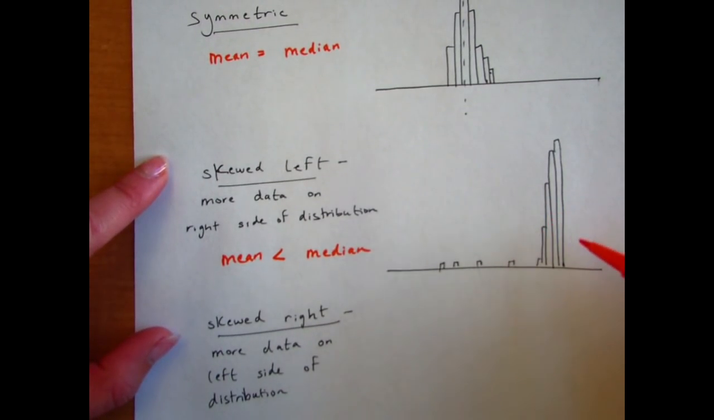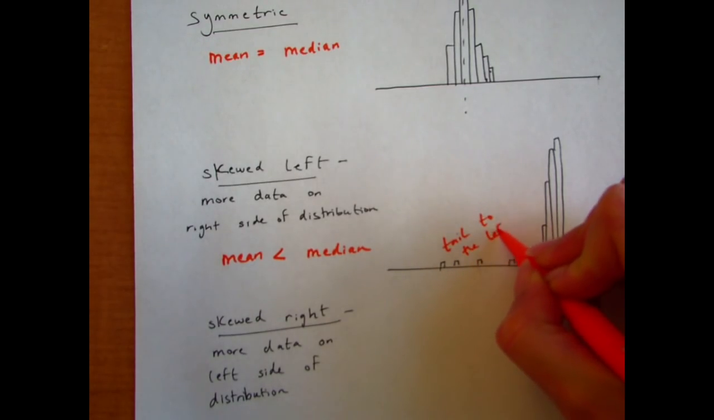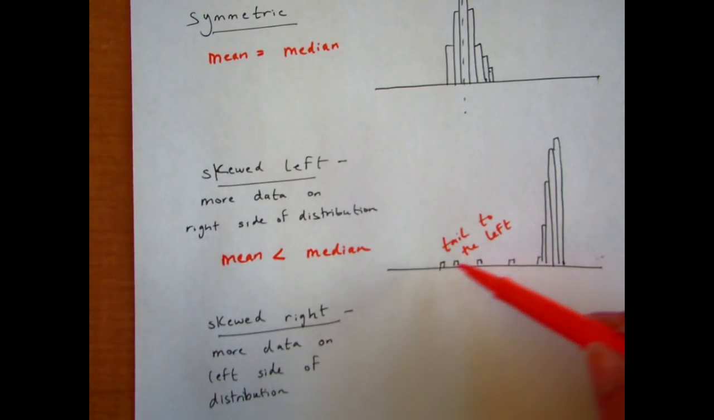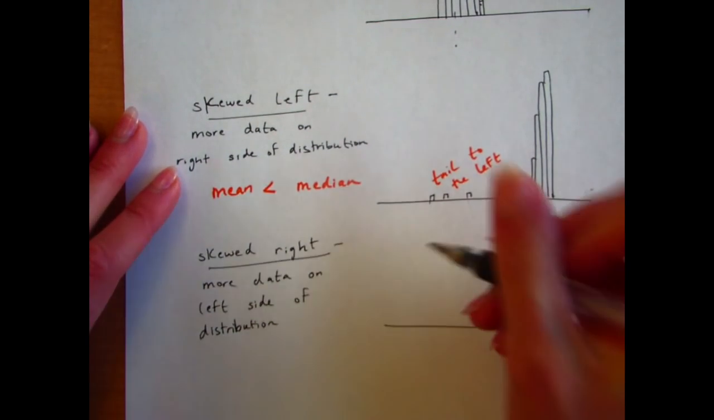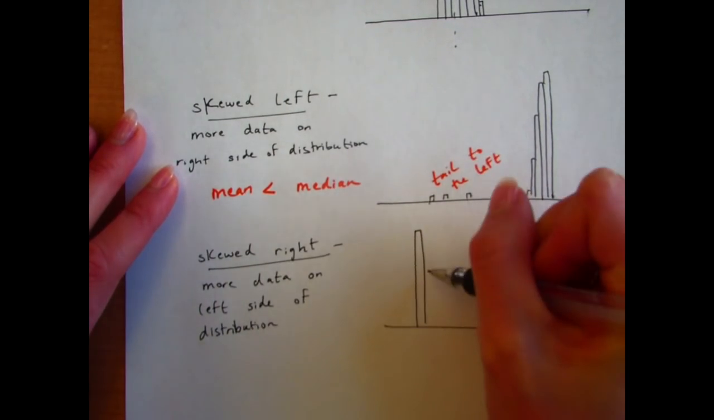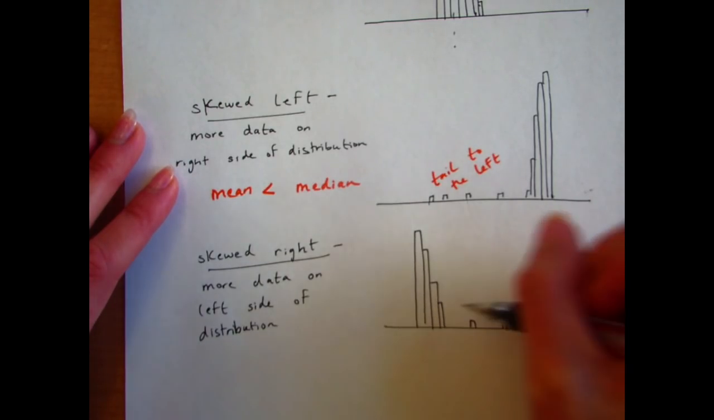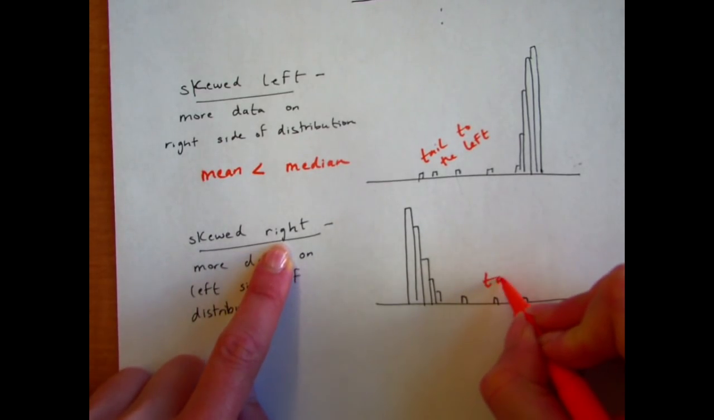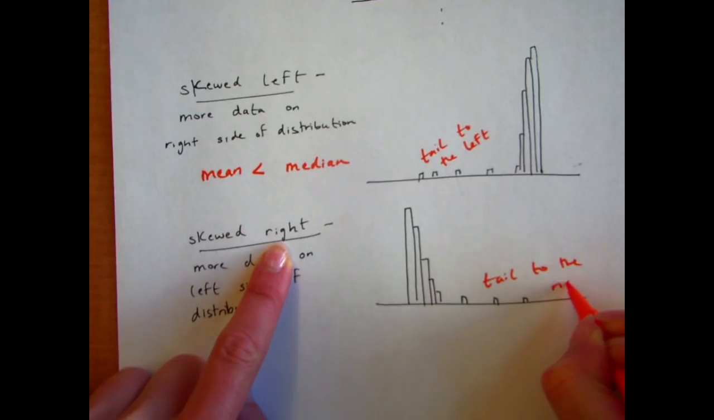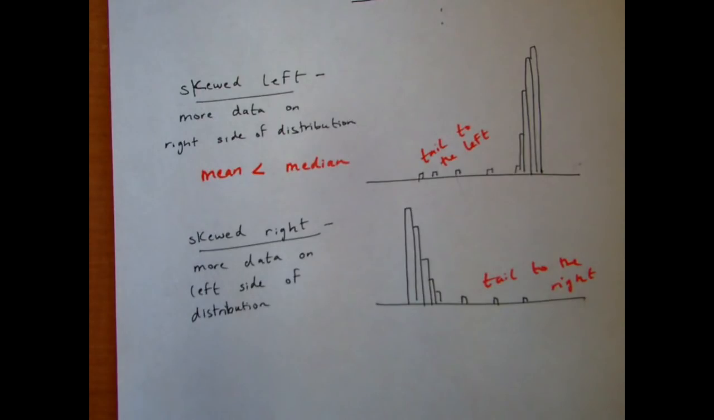has a tail to the left. So if this is like the back of an animal or a dog, you can think that this is its tail to the left. Skewed right, more data on the left side. Could look something like this. And since it's skewed right, it's going to have a tail to the right. So those are the three major shapes of distributions.